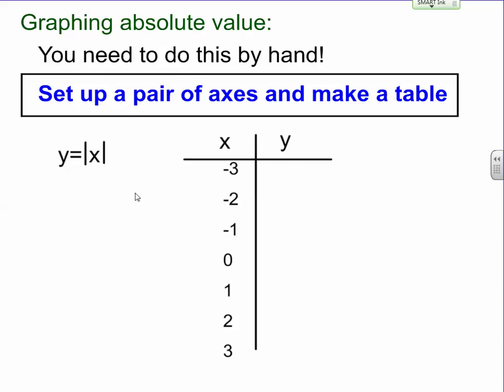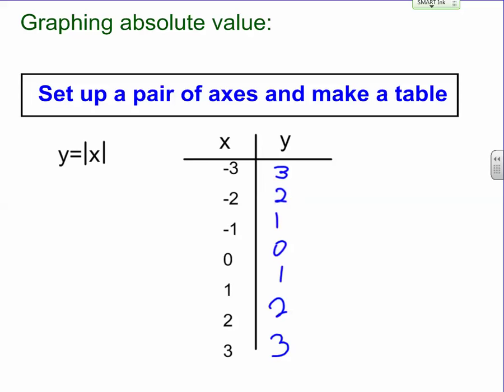All right, so then we graphed absolute value functions. So first, you set up your table, filled it in. So the absolute value of negative 3 is positive 3 because it's 3 units from 0 on a number line. And the absolute value of a positive number is positive. So notice when we take the absolute value of any number, it's either 0 or positive. We'll never get a negative number here.